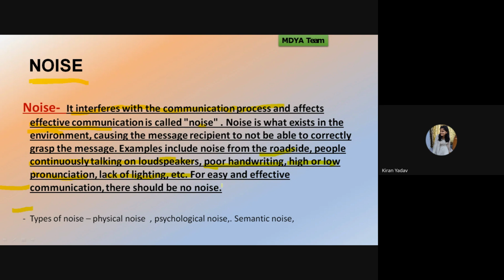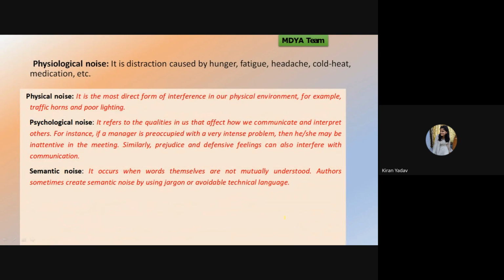For easy and effective communication, there should be no noise. So anything which makes the recipient not understand the message properly comes under noise. Now, types of noise: physiological noise, physical noise, semantic noise, and mechanical noise is also there. We have seen it in mechanical barrier.